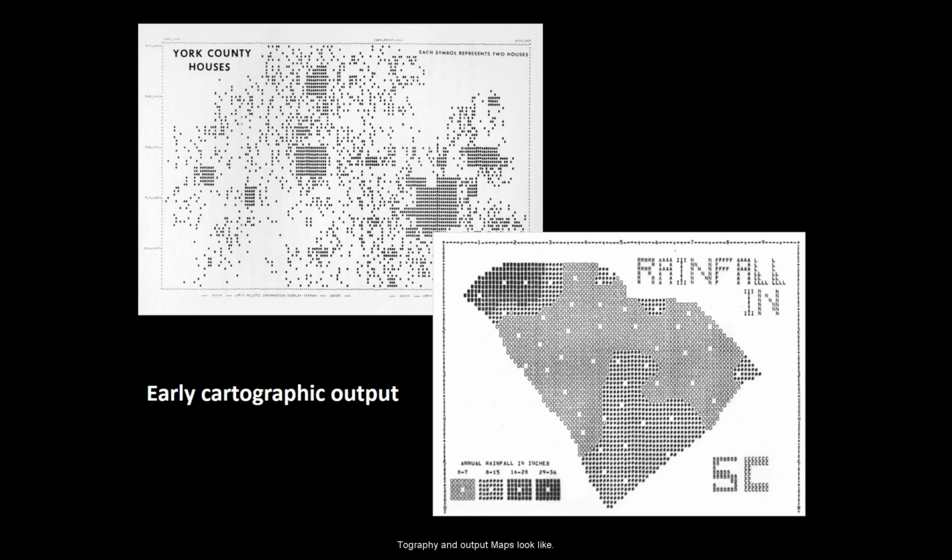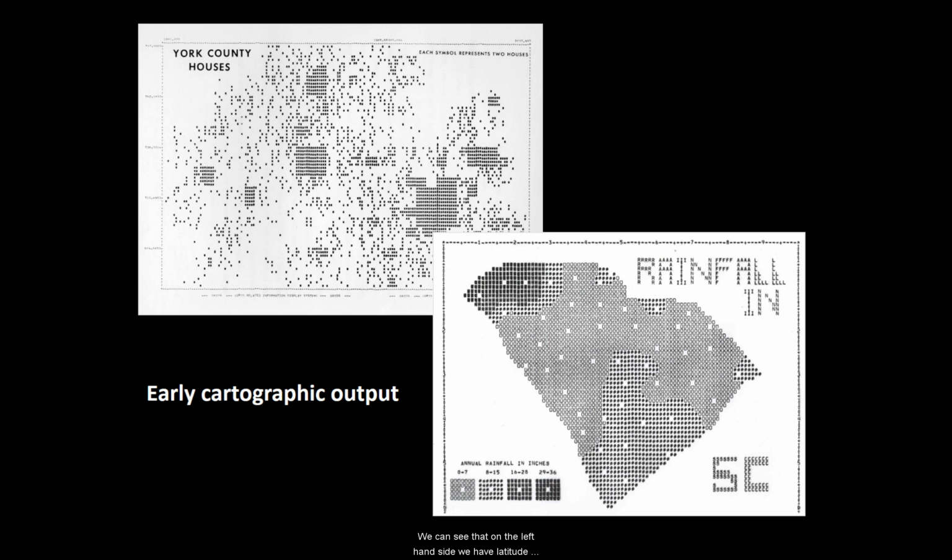Cartography and output maps look like, in the form of using zeros and ones, so using binary code to generate maps itself. And this is a very primitive style of maps. The first, in the upper left-hand corner, is looking at York County houses.